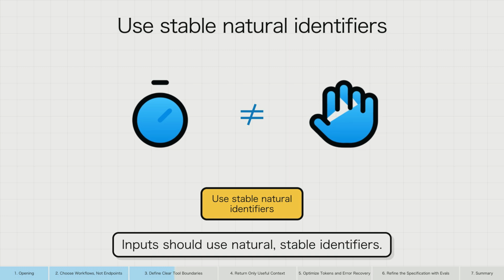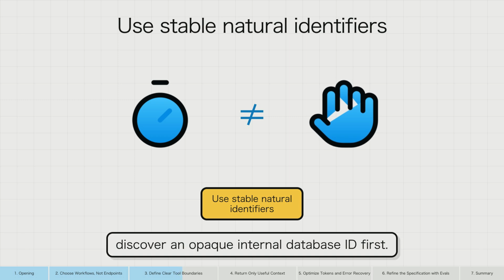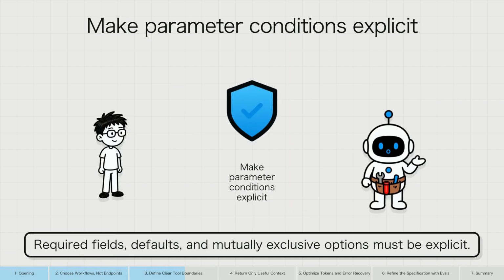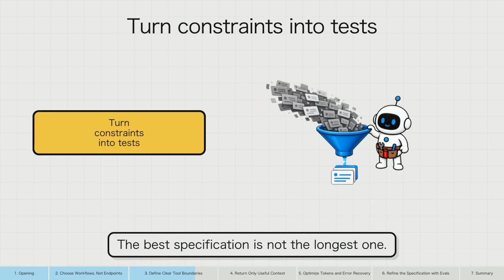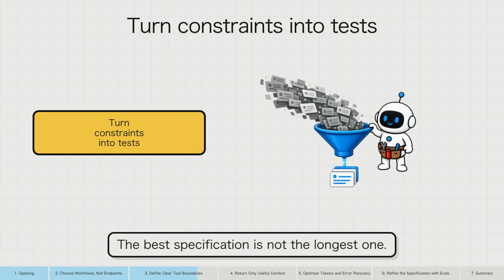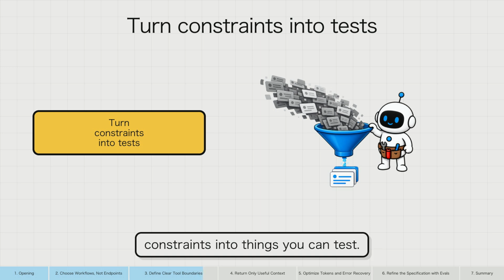Inputs should use natural, stable identifiers. If a project name or ticket number is enough, do not force the agent to discover an opaque internal database ID first. Required fields, defaults, and mutually exclusive options must be explicit. Parameters that change permissions or create external effects need an even clearer confirmation boundary. The best specification is not the longest one. It removes ambiguity between neighboring tools and turns important constraints into things you can test.